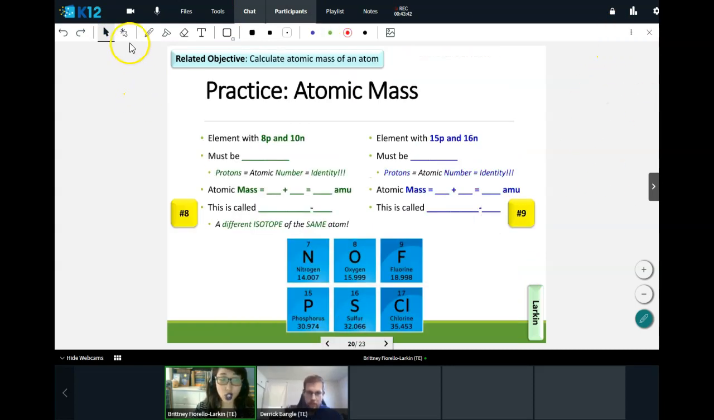Let's go ahead and try 2 more examples here. So this time we have an element with 8 protons and 10 neutrons. Again, identity comes from what? The protons or the neutrons? P or N? Tell me in the chat. Identity comes from P, protons, or N, neutrons? Yes, it comes from protons.